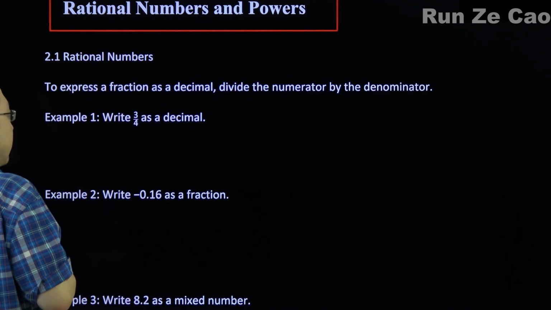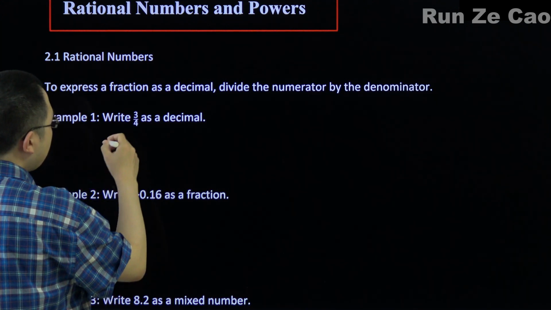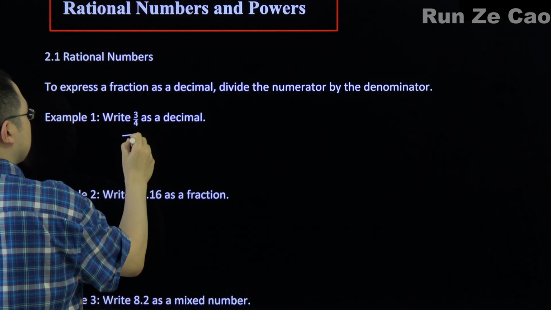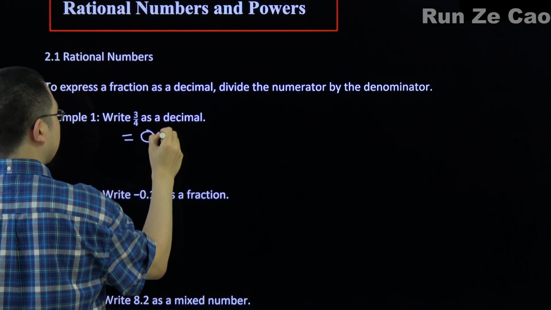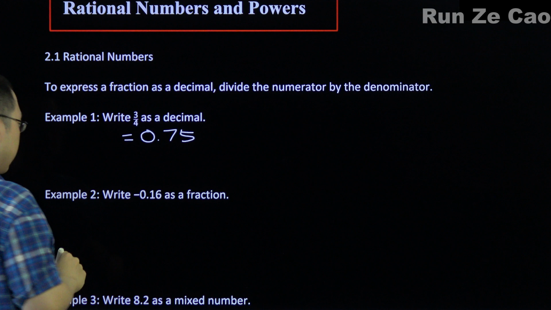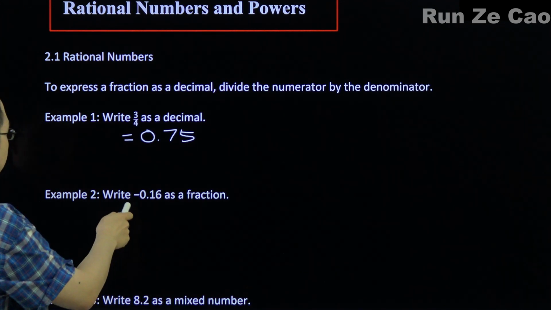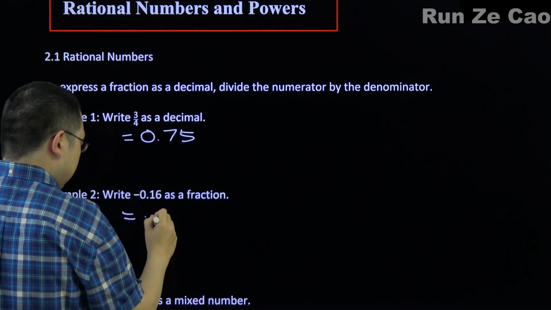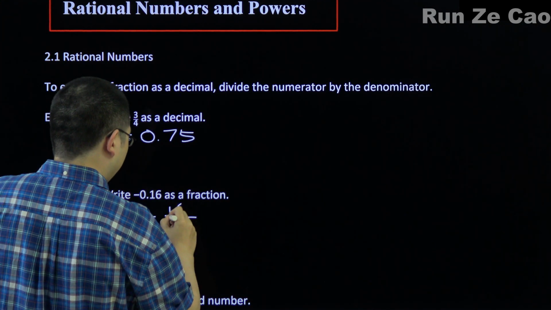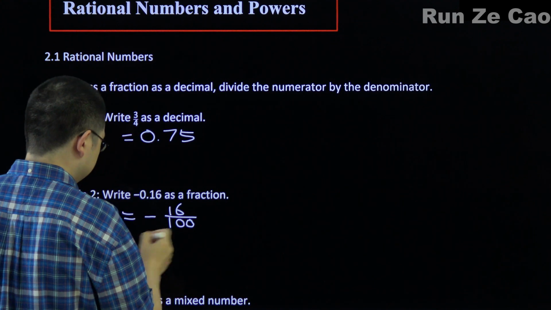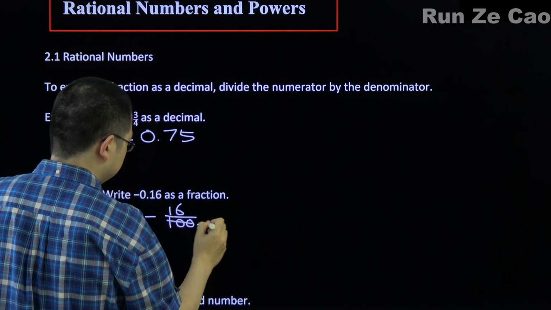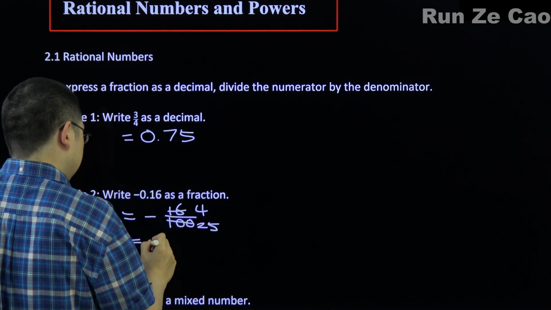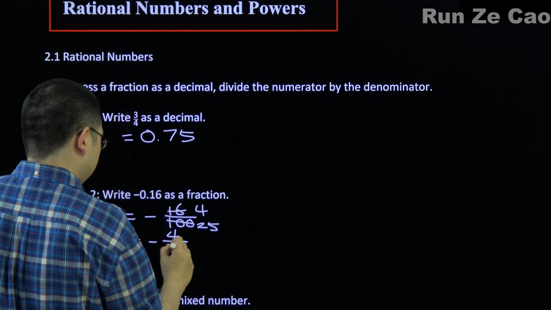3/4 can be written as a decimal. In this case, it's written as a finite decimal, so it has a finite number of places. 3/4 is 0.75 when written as a decimal. Negative 0.16 written as a fraction, well, that's equal to negative 16 over 100. In other words, you can cancel out a 4 from each, and you end up with negative 4 over 25.